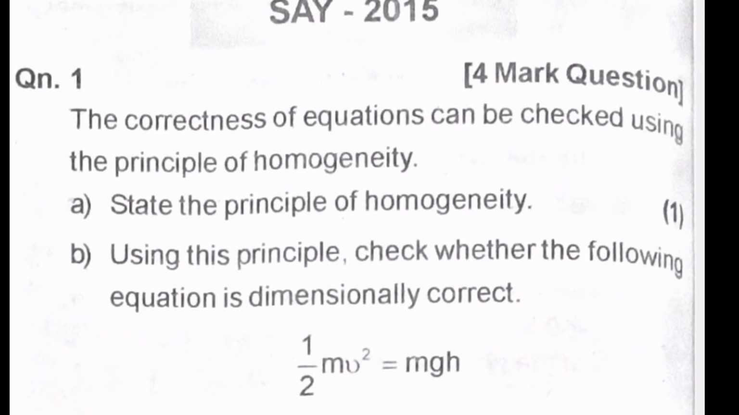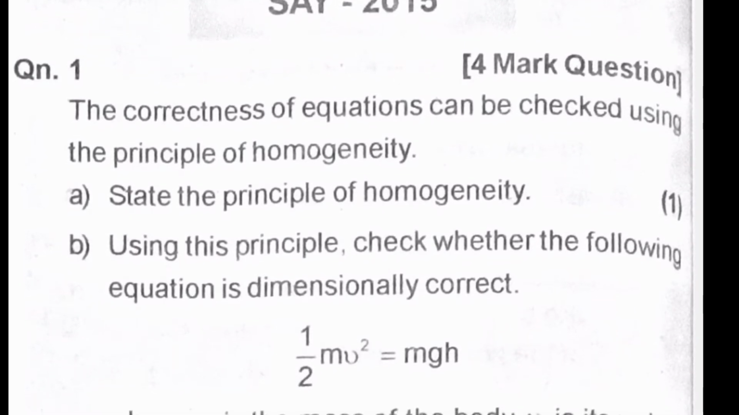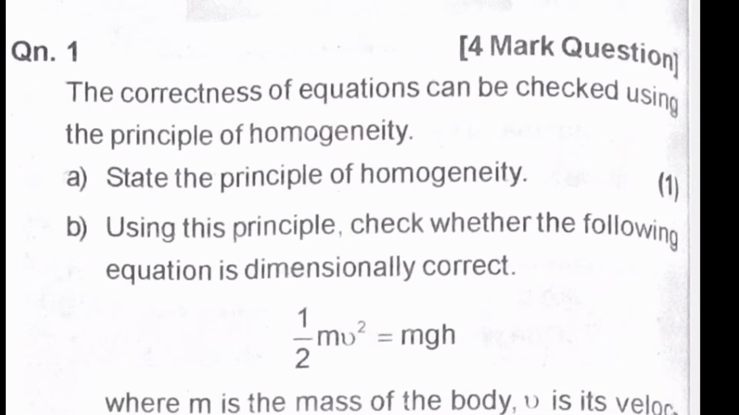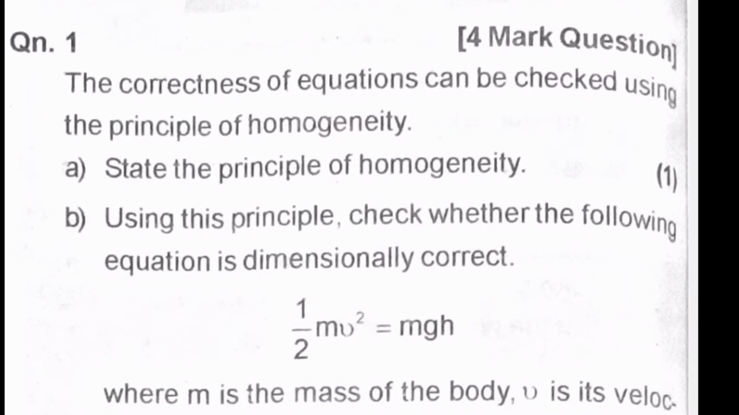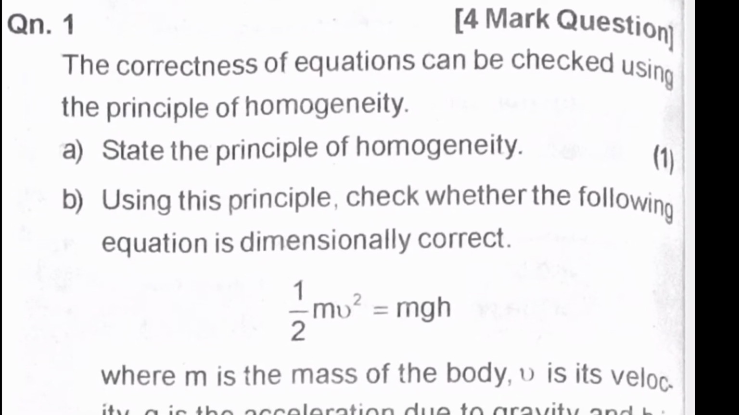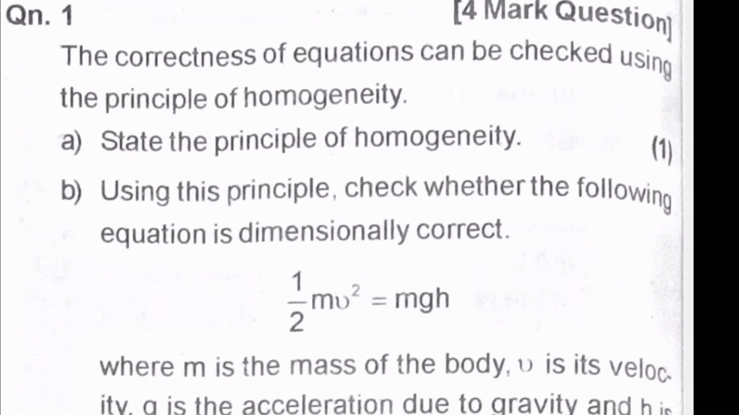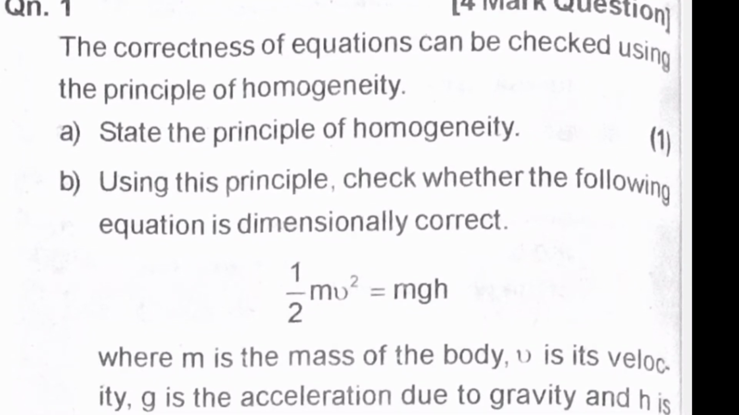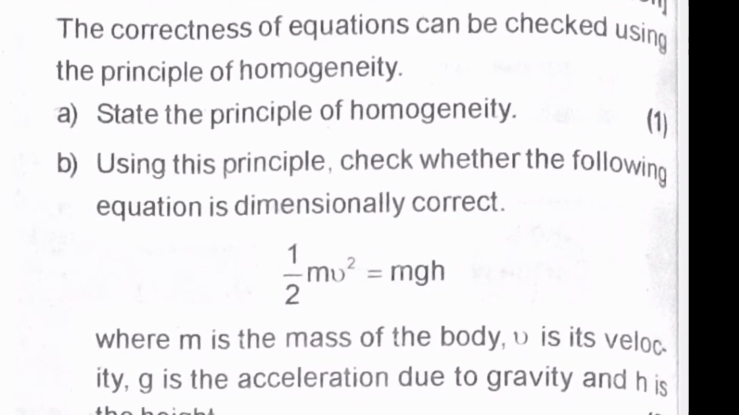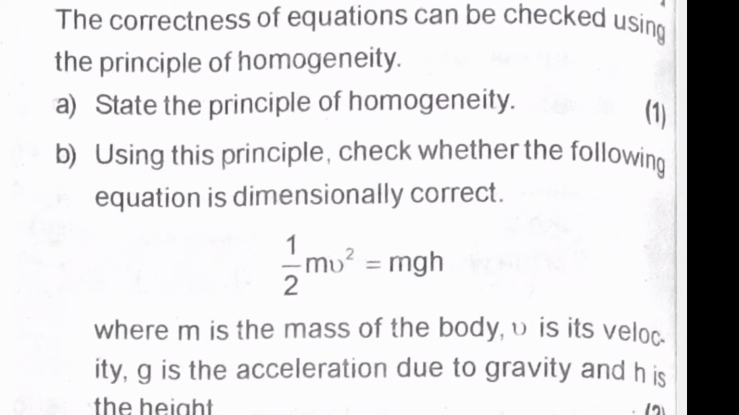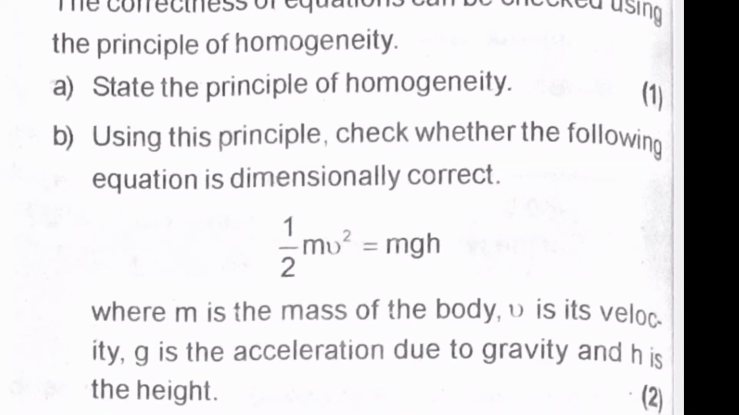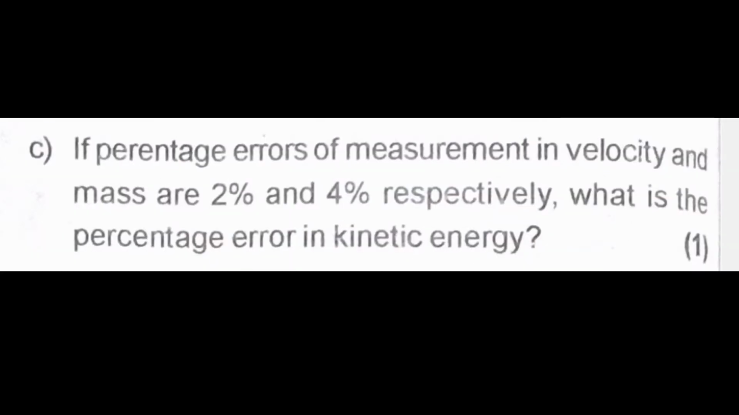Now we can move to the next question. The question was asked in the year 2015 SCERT examination. This is a 4-mark question and there are 3 parts. The first one: the correctness of an equation can be checked using the principle of homogeneity. State the principle of homogeneity. That is a 1-mark question. The second part: using this principle, check whether the following equation is dimensionally correct, half mv square is equal to mgh, where m is the mass of the body, v is the velocity, g is acceleration due to gravity and h is the height. For this question we will get 2 marks.